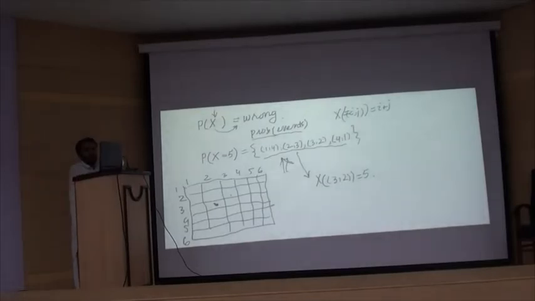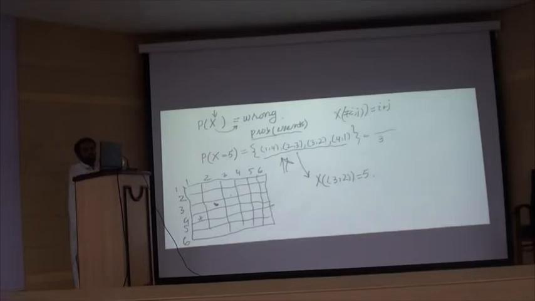So when we say probability X is equal to 5, we actually mean the probability of an event where each outcome, if you sum it, will give us the value 5. So in fact, how many outcomes are in total?